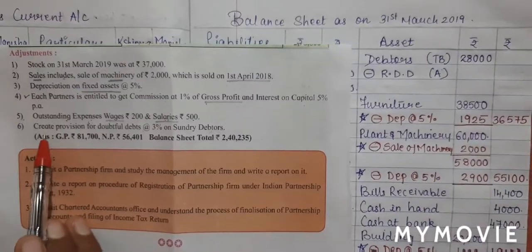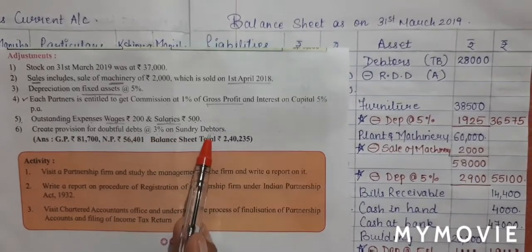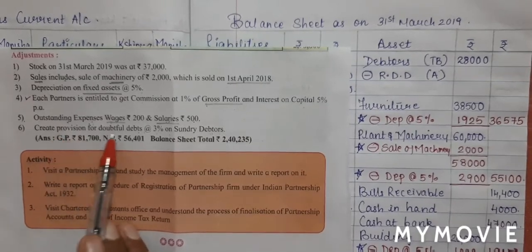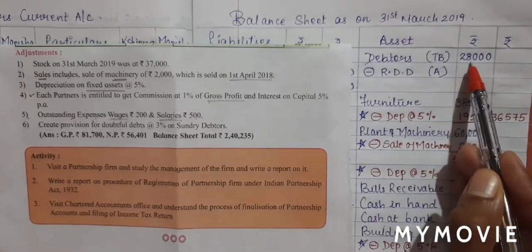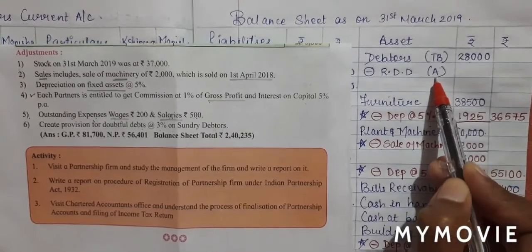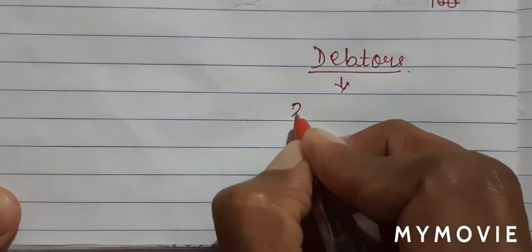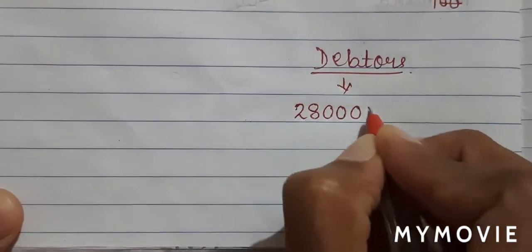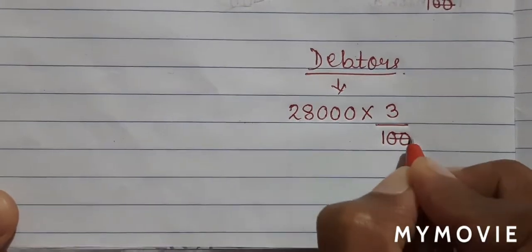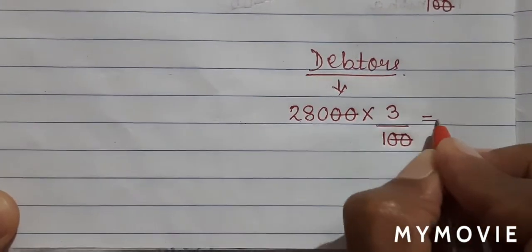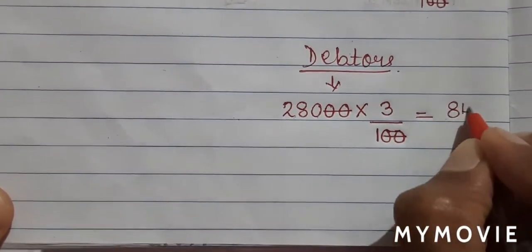Adjustment number 6. Create provision for doubtful debts at the rate of 3% on sundry debtors. I told you students, provision for doubtful debts is nothing but my RDD. So I will have to calculate on 28,000 3%. So let us do our calculation. So debtors amount is given to us is 28,000. On 28,000 I have to calculate 3%. That is 3 upon 100. 2 zeros and 2 zeros will get cancelled. 280 multiplied by 3 will give me 840 rupees.